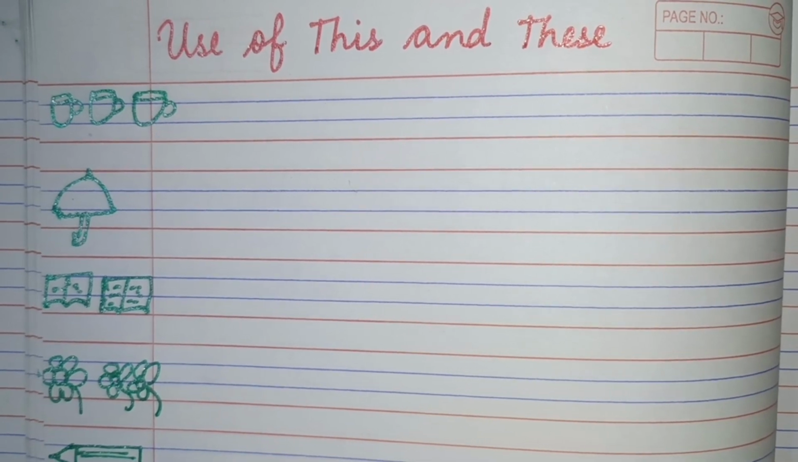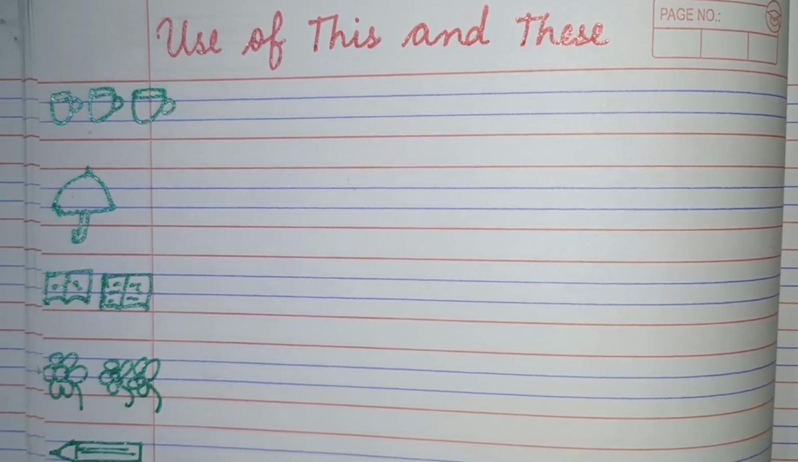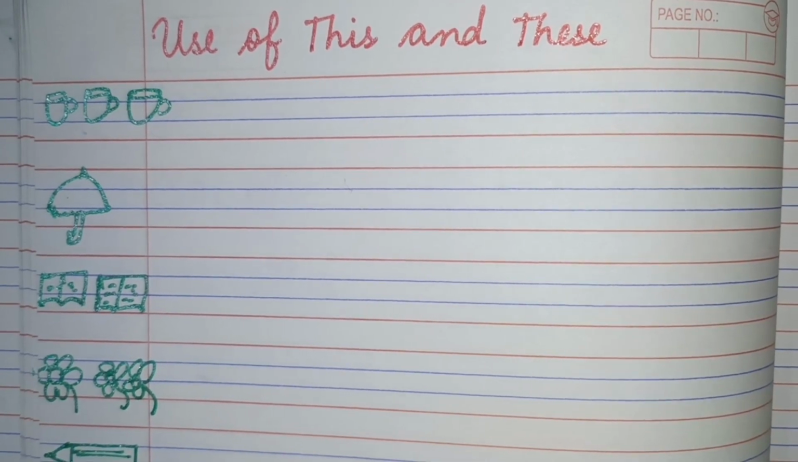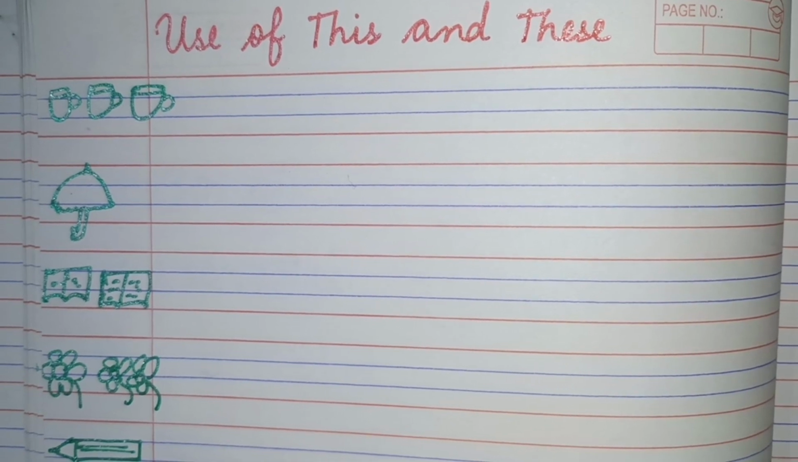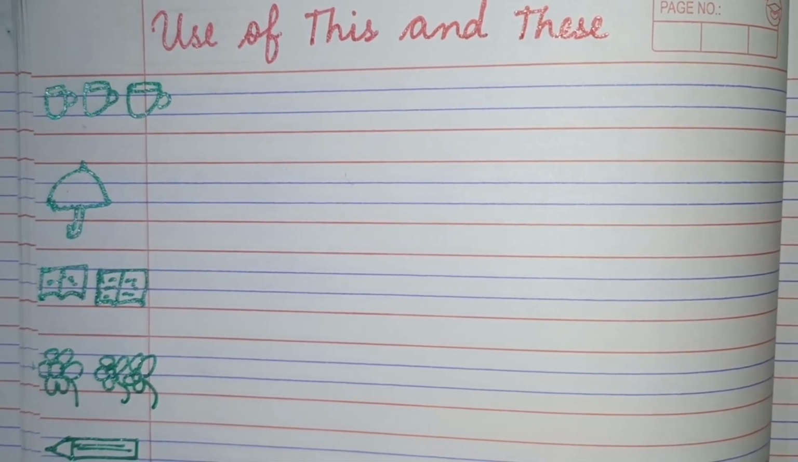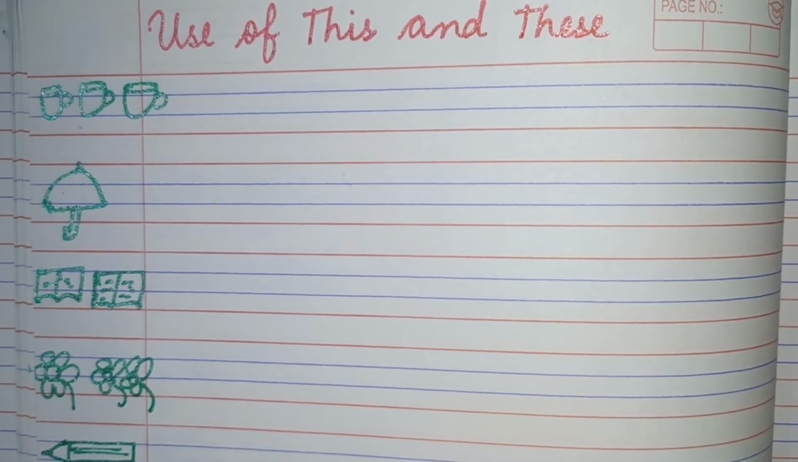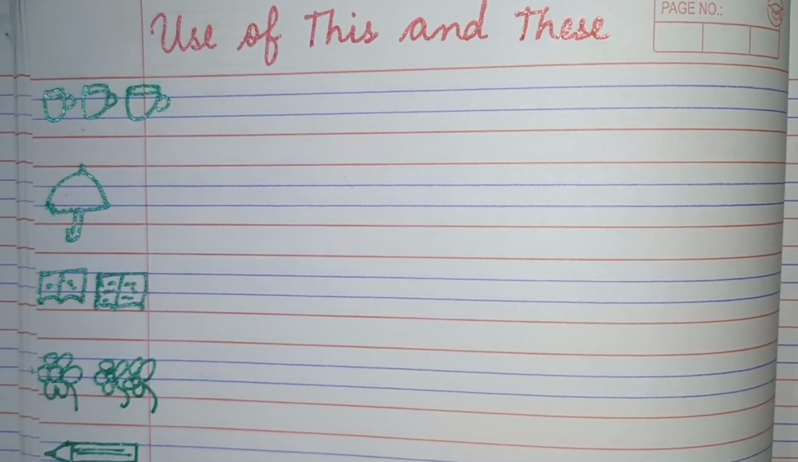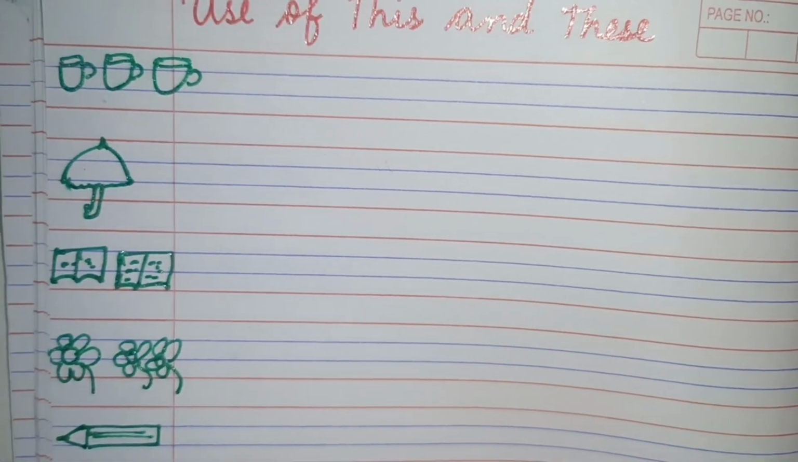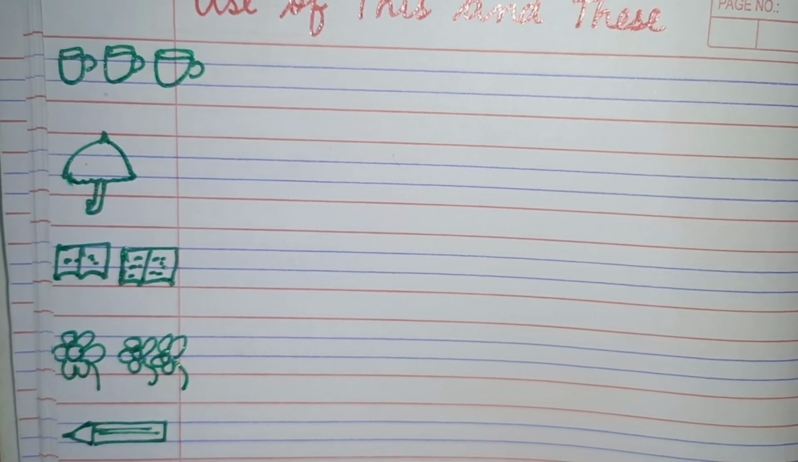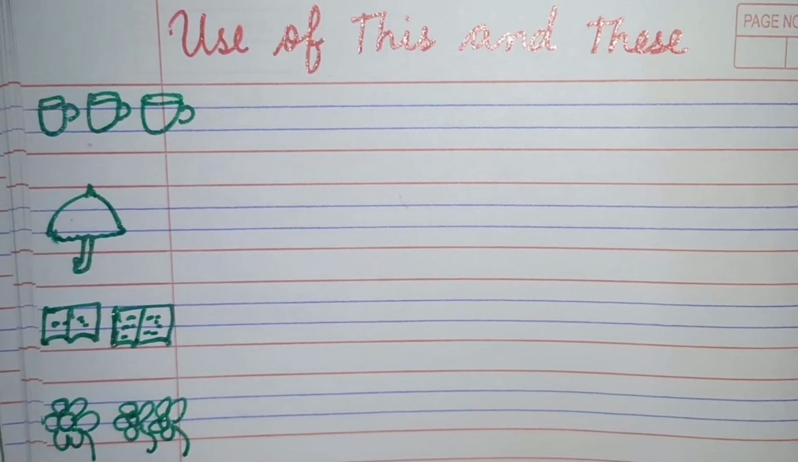In today's class, we will learn the use of this and these. First of all, I will tell you the meaning of this. This we use when we are talking about a single thing, and these we use when we are talking about more than one thing. So here are a few pictures given here. Through these pictures, we will learn where to use this and where to use these.